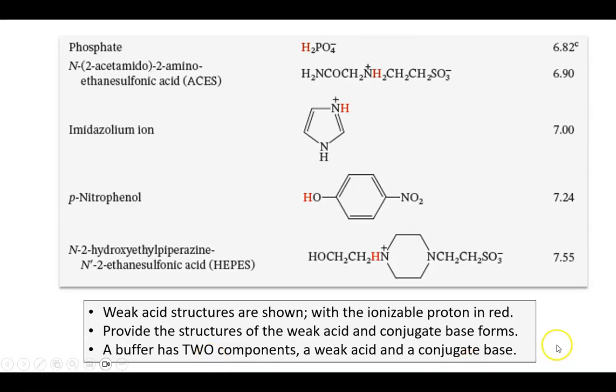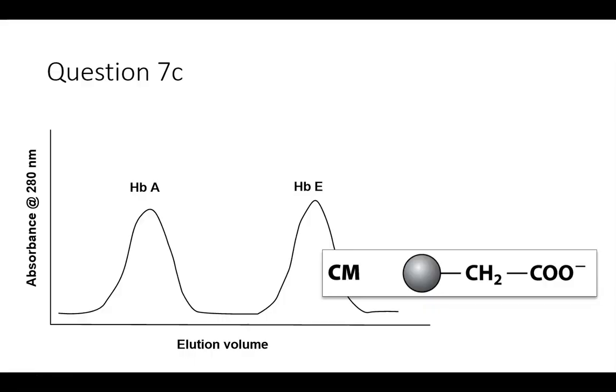Remember, a buffer has two components, a weak acid and a conjugate base. We spent a lot of time in our POGIL activities talking about this. Some people wrote one species, some people wrote three species. I was a little curious about that. I had hoped I had convinced you that buffers need two components: a weak acid to mop up any strong base and a conjugate base to mop up any strong acid that you might add to your buffer, in this case, the blood. Okay, so now we can separate this.